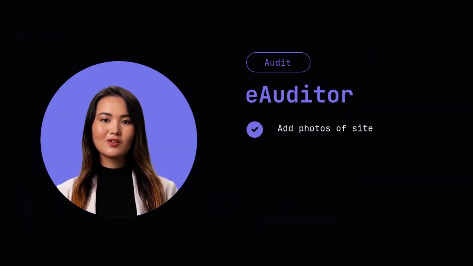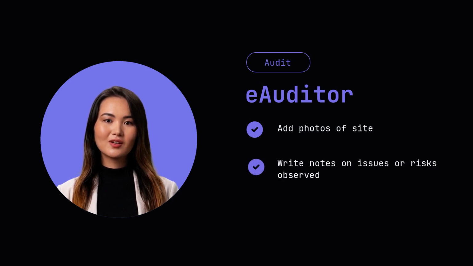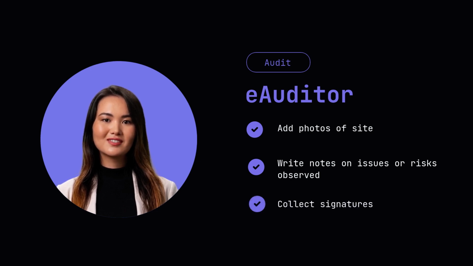Documenting evidence is a vital part of the audit. Use eAuditor to add photos of site conditions and work quality. Write notes on any issues or risks observed during the visit. Collect signatures to validate the audit officially. Finally, export the completed inspection as a PDF for records.